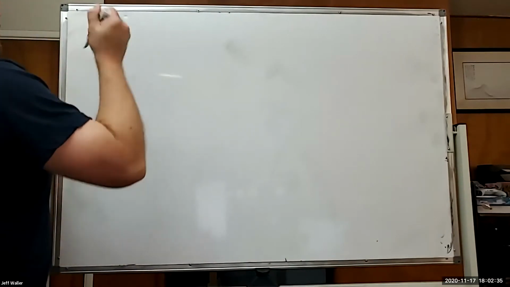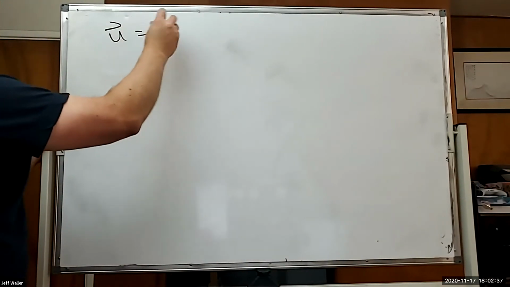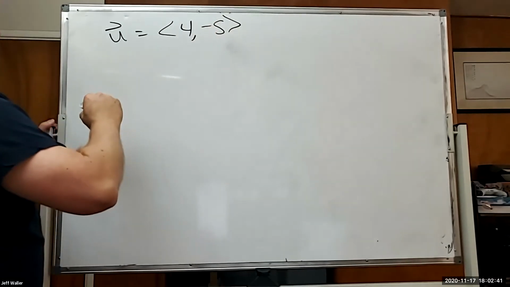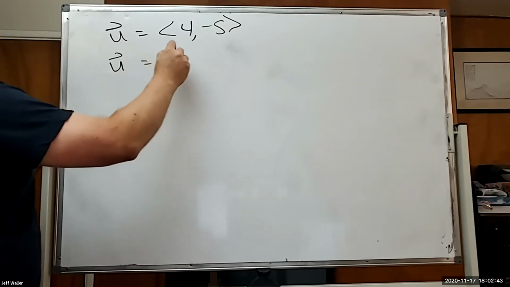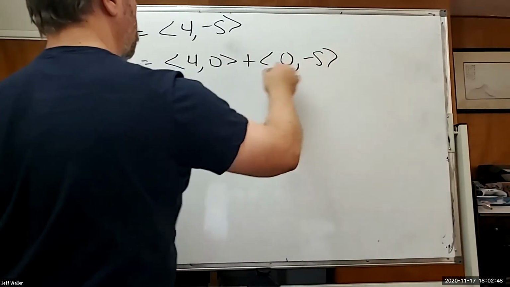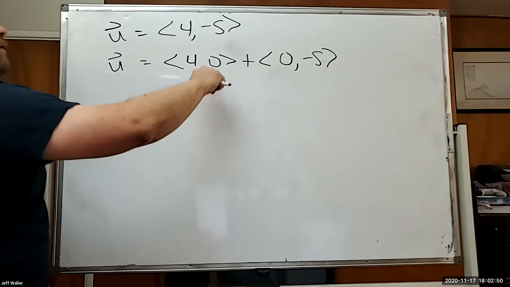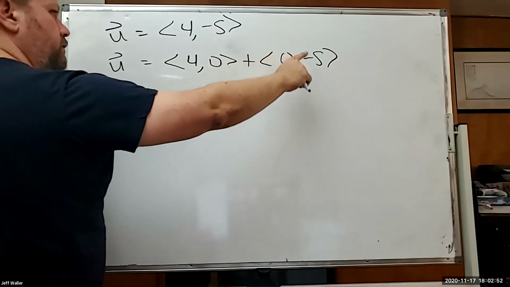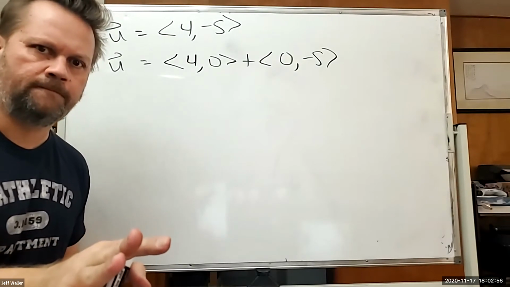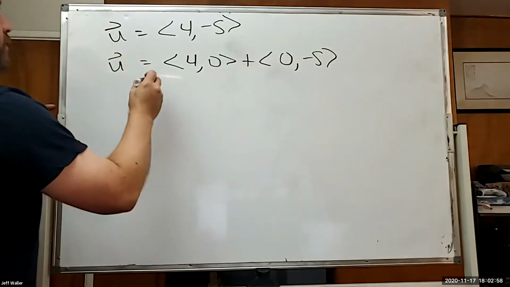Now here's something interesting. Let's say I've got, let's make another vector. Let's say 4, -5. This is the vector 4, 0 plus 0, -5. This is the vector 4, 0 plus the vector 0, -5. Is everybody cool with that? And here's the really, really cool thing.